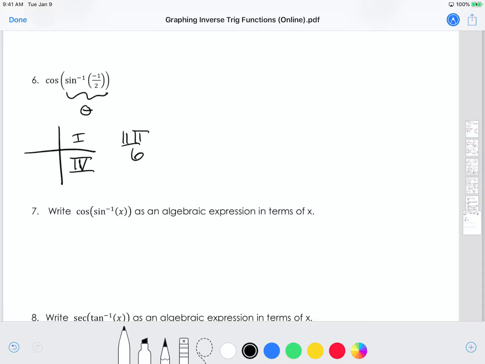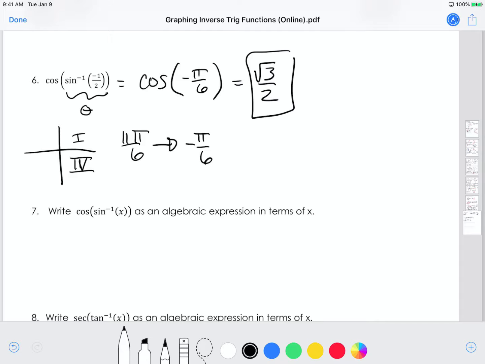However, that is not an angle that's between negative pi over 2 and pi over 2. So I have to rewrite it as a coterminal angle as minus pi over 6, so it satisfies that requirement of falling between negative pi over 2 and pi over 2. So I'm going to rewrite this as cosine of negative pi over 6. And then I'm going to take the cosine of negative pi over 6, and that is the square root of 3 over 2.